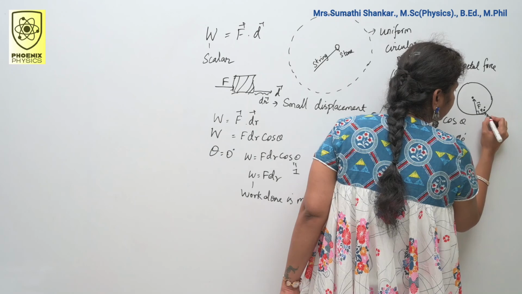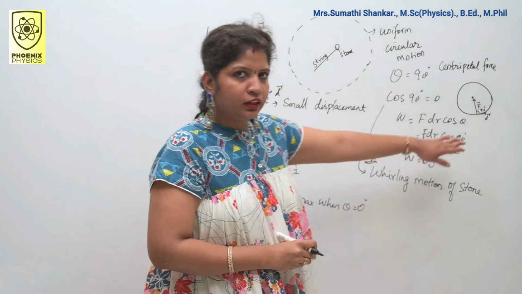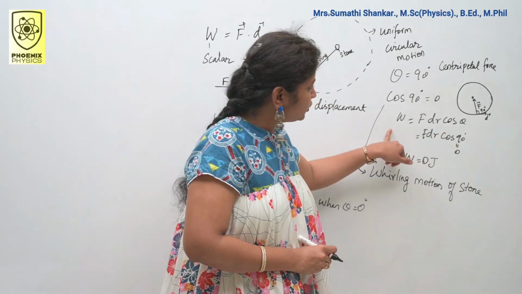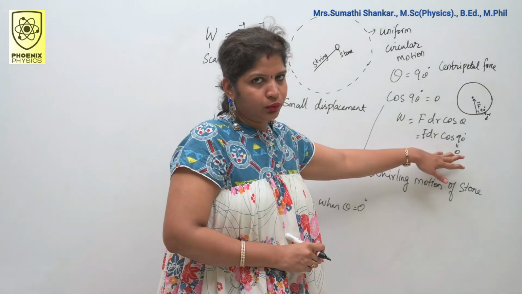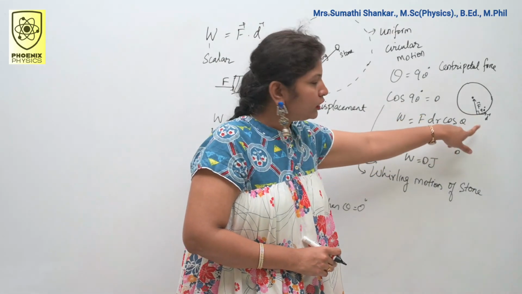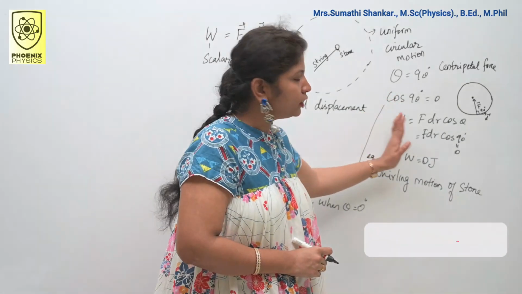So this is my d and this is my F. The angle between the two is 90 degree. Then work done is equal to 0. Substitute here, you can get a 0 value. Suppose the force and the displacement are perpendicular to each other, then work done is 0.